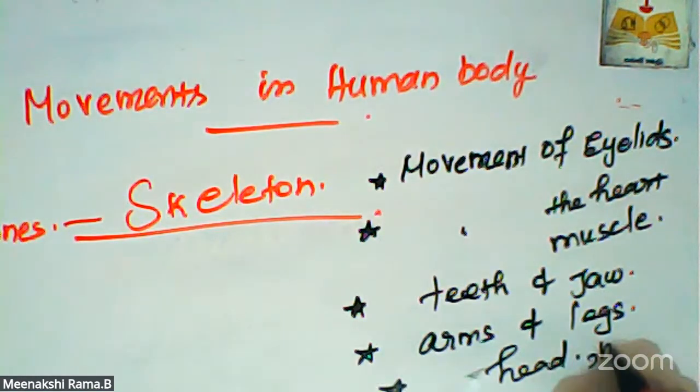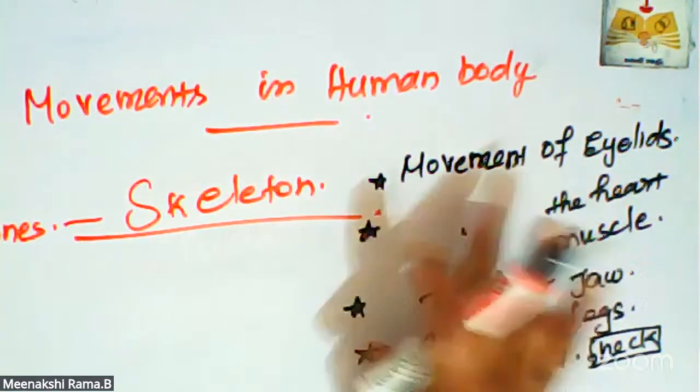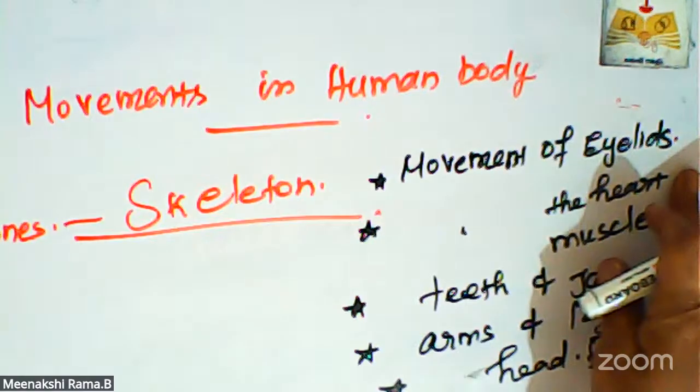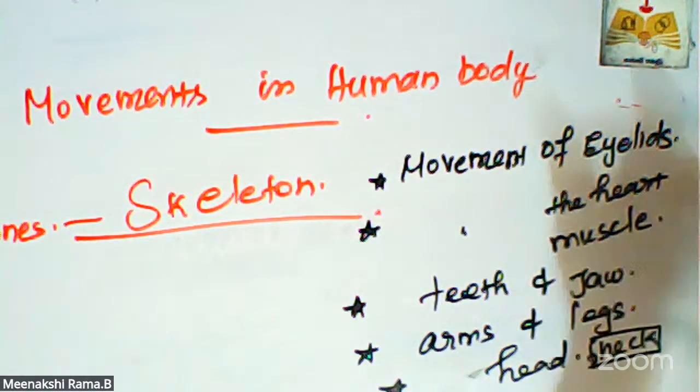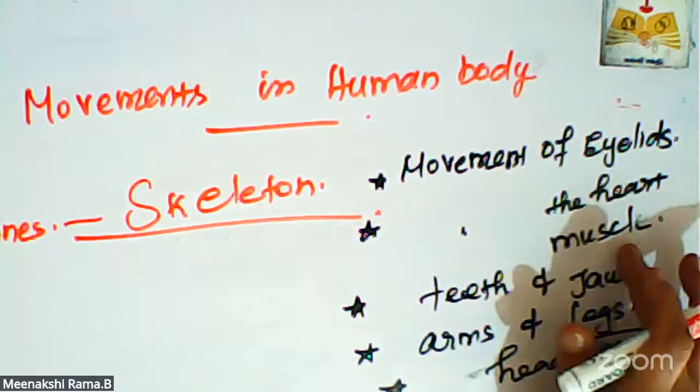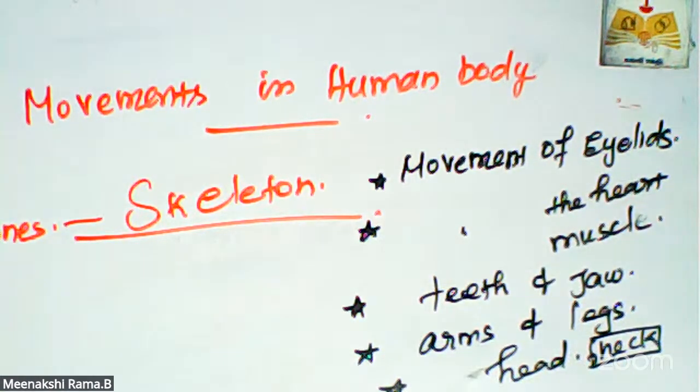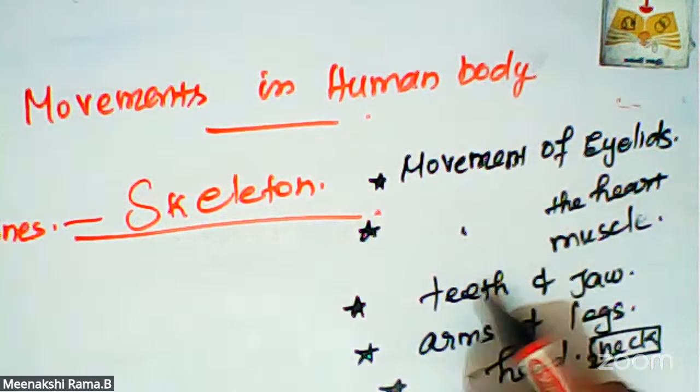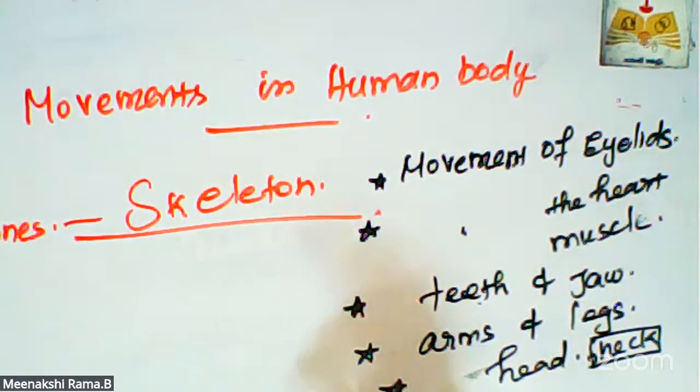Neck is joined to that part. The neck is an important part of our body. It is the main part, joined to the head and the remaining part of our body. So the neck is always moving. So first one, movement of eyelids. Our eyelids always open and close. Eyelids move each and every time. And heart muscle means contraction and relaxation, and then the pumping action is done in that place.